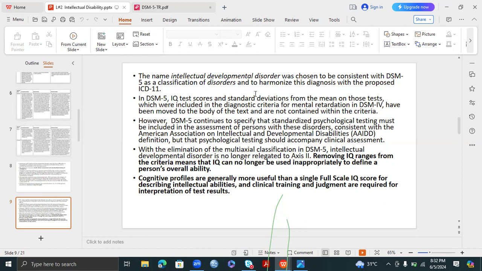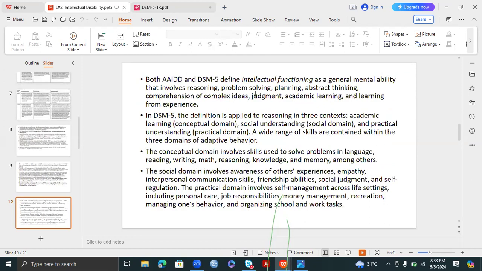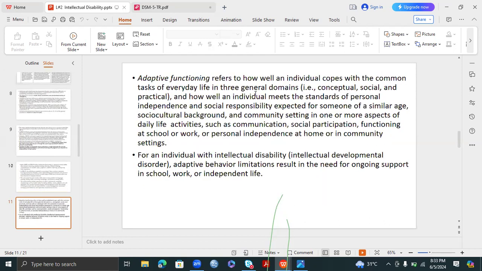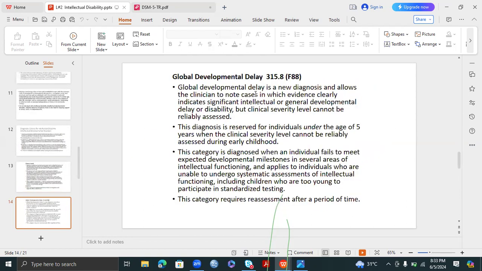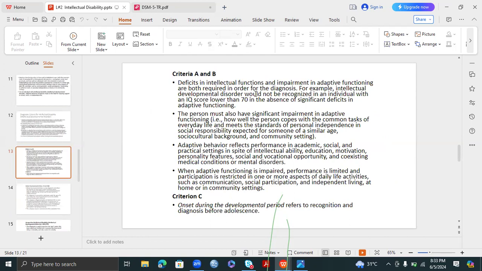Then comes another point: cognitive profiles are generally more useful than a single full scale IQ for describing intellectual abilities. Clinical training and judgment are required for the interpretation of your test results. Your local standardized assessment tool will be preferred when you are talking about diagnosing an individual with an intellectual disability.